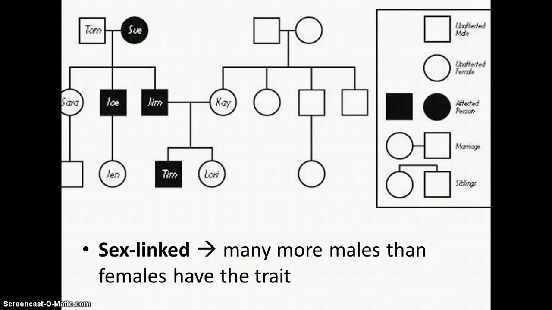All right, the very last thing a pedigree can show us is whether a trait is sex-linked or autosomal. A sex-linked trait means that many, many more males than females are going to have it. If we look over at the key, it's going to remind us that males are the squares and the females are the circles. If we look over here, we do have three males who have it and only one female, but that's actually not a big enough difference. To say that a trait is sex-linked, you have to find a lot of males who have it and practically no females who have it. So that's very rarely going to be the case in a pedigree.